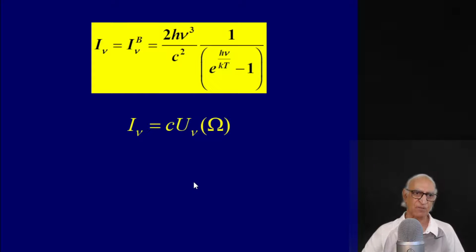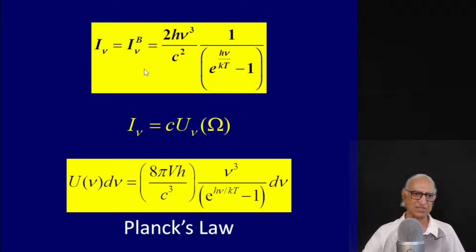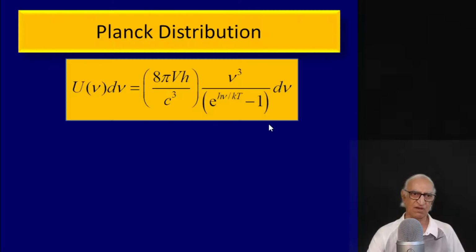And therefore, this expression, which you are not familiar with, the black body spectrum written in terms of the specific intensity, is the same as Planck's law. And Planck's law does indeed read 8 pi h by c cubed, nu cubed, over e to the power h nu over kT minus 1, d nu, multiplied by the volume of the cavity. So that is Planck's law, written here once again for a particular purpose.